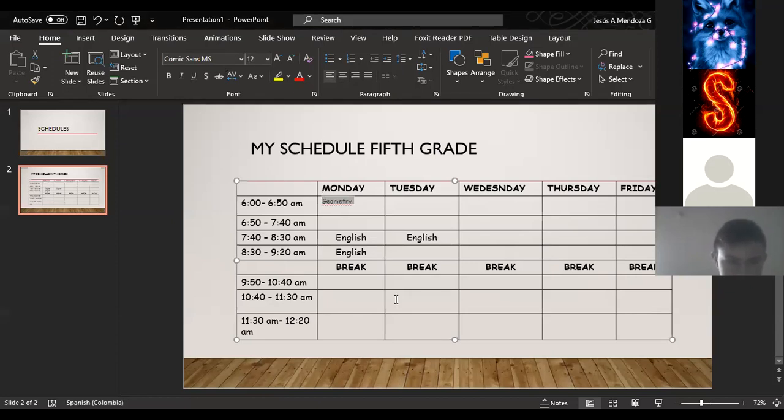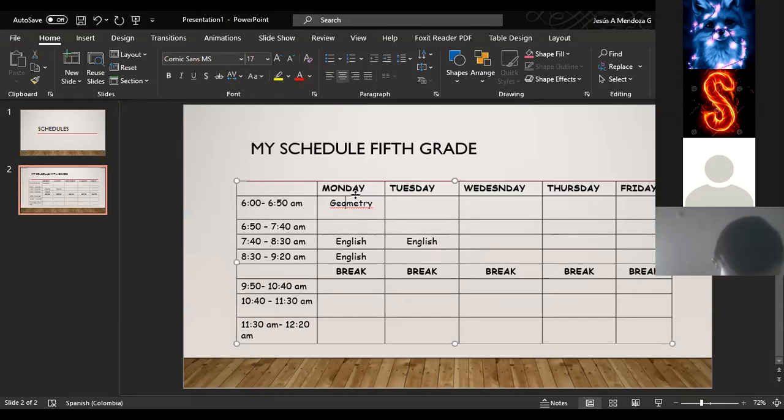Please repeat. How do you say? Please look at the screen. How do you say? Read, please. Geometry. ¿Cómo lo dicen? Chicos, ¿cómo lo dicen? Please repeat. Geometry.